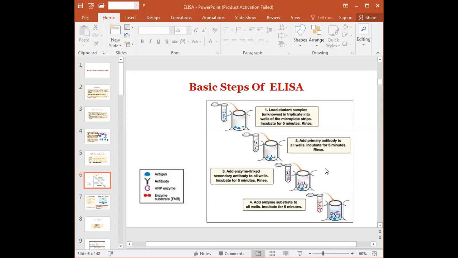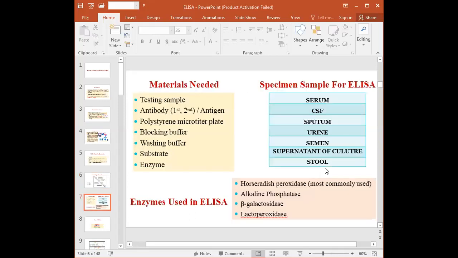So after an incubation of 5 to 10 minutes, we will first use the blocking buffer to stop the reaction, and then we will use the washing buffer once or twice to get the unbound fraction out. Then we will quantify this, or we will check it either with the naked eye, or else we can check it in an ELISA plate reader. So this is all about the steps or procedures of ELISA.